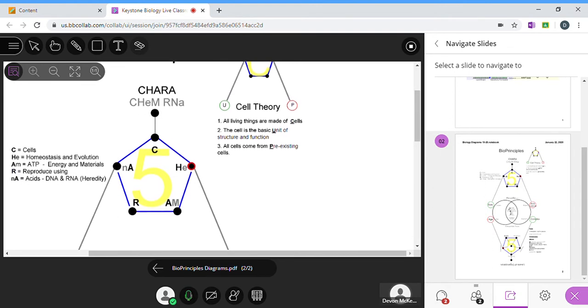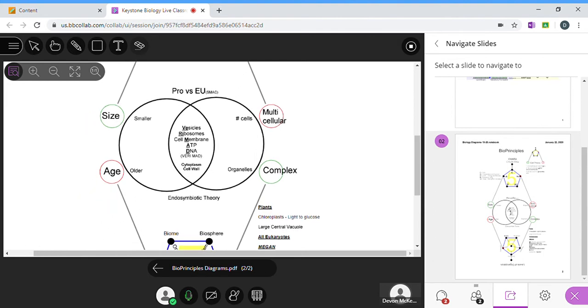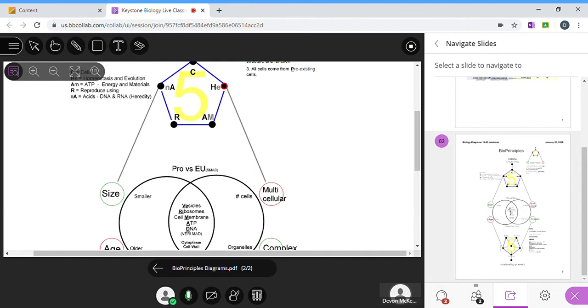From the characteristics shared by all living things, we go down to prokaryotes versus eukaryotes. There are 2 types of cells in this world. There are prokaryotic cells and eukaryotic cells. So here's prokaryote and eukaryote.